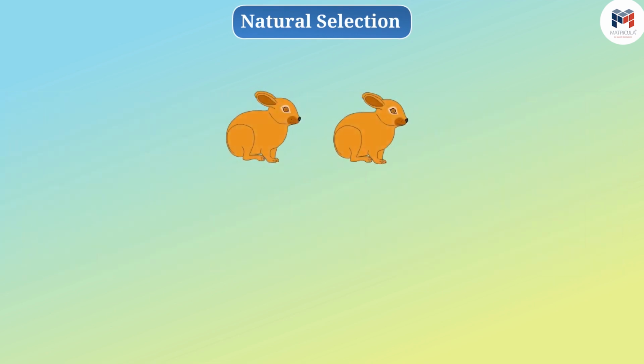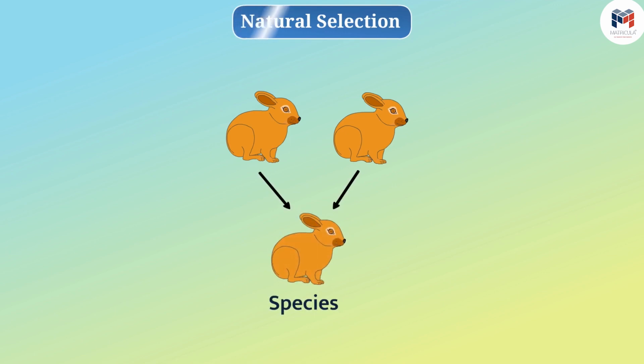Living organisms reproduce and transmit the variations to next generations. Often, it gives rise to new species. In this way, organisms evolve by natural selection. Now, let's talk about another interesting fact of evolution.